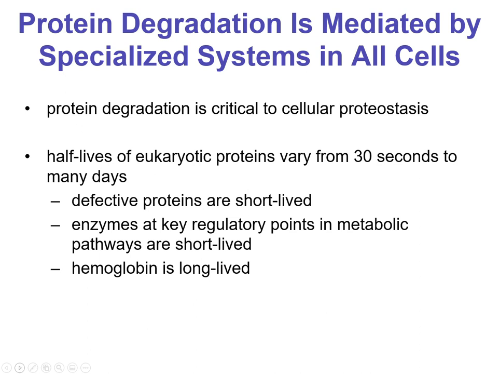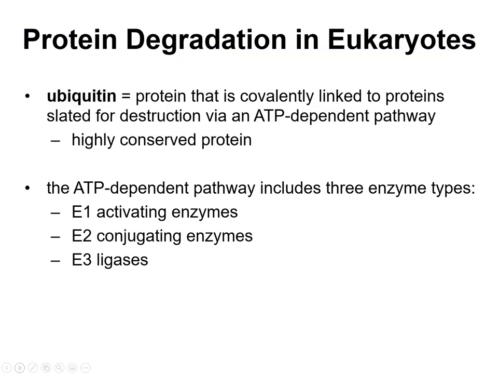Hemoglobin is an example of a protein that is very long-lived. It usually will live the lifespan of the erythrocyte that it's hanging out in. So that's like 100 days, somewhere in that ballpark.